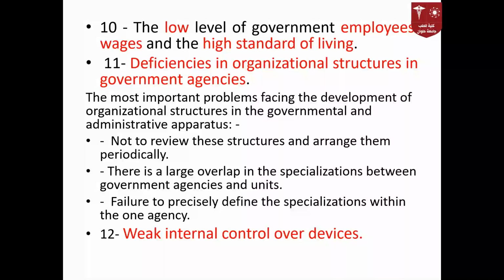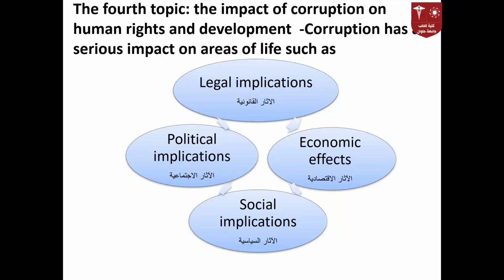The fourth topic, the impact of corruption on human rights and development. Corruption has serious impact on areas of life such as legal, political, economic and social fields. If you want, you can read about legal implications, political implications, economic effects and social implications.